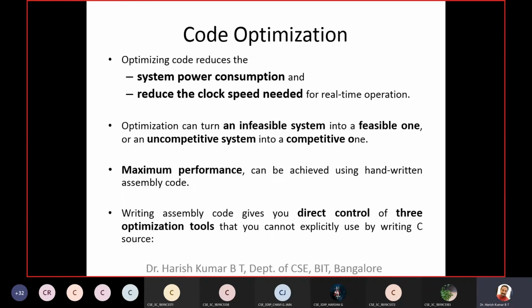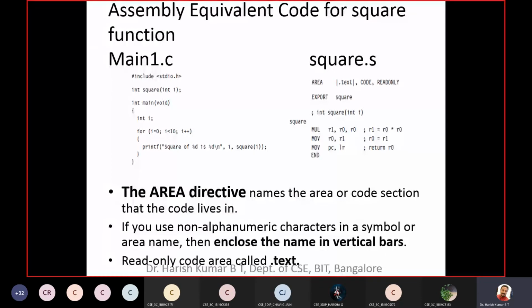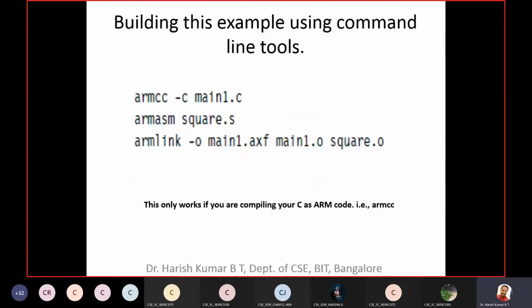Okay, so I had a power issue, so I joined late. There was some problem with the UPS. Okay, now it is solved.